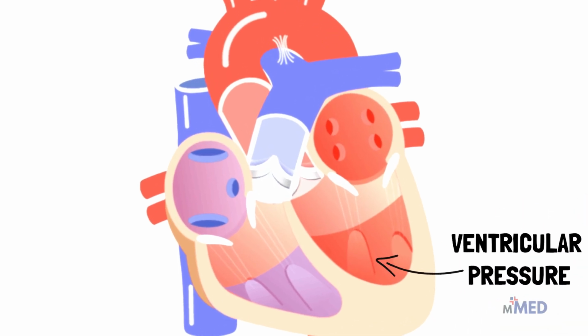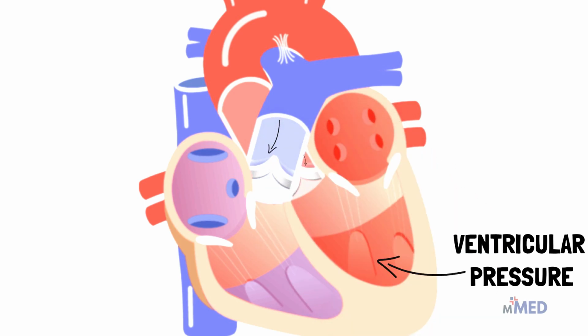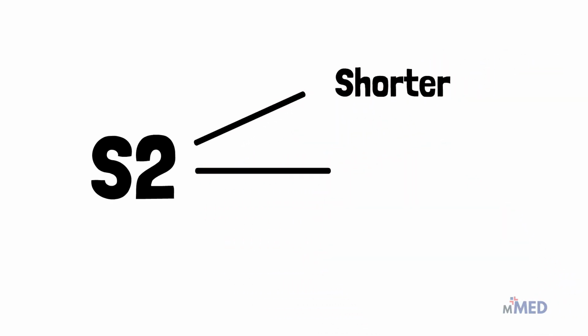As a result, the blood flows backwards and forces the pulmonary and aortic valves closed, resulting in the second heart sound, or dub, S2. Compared to the first heart sound, S2 is shorter, softer, and slightly higher in pitch.